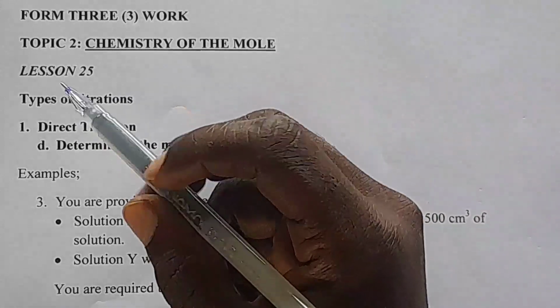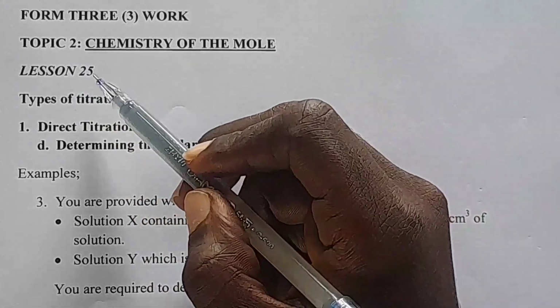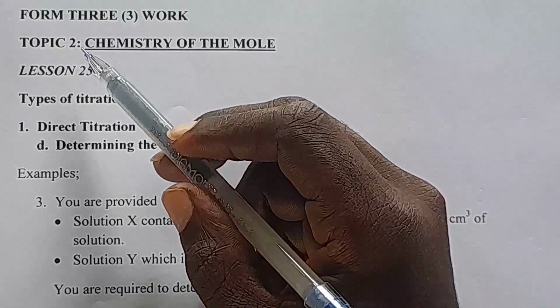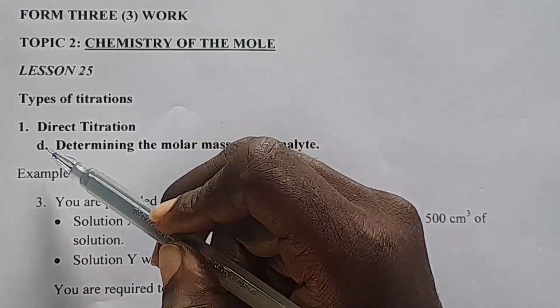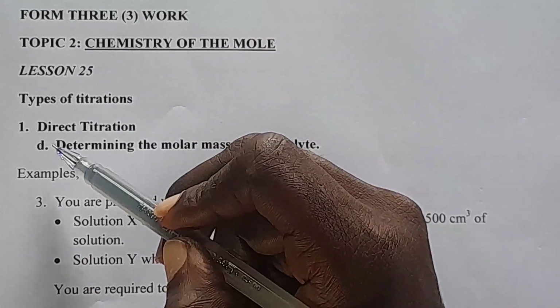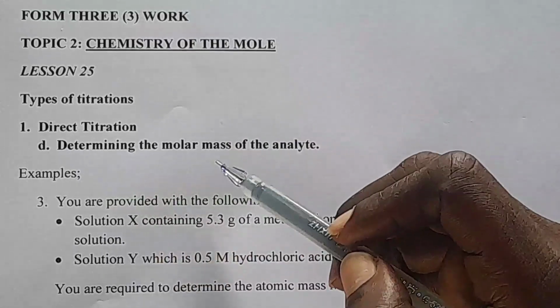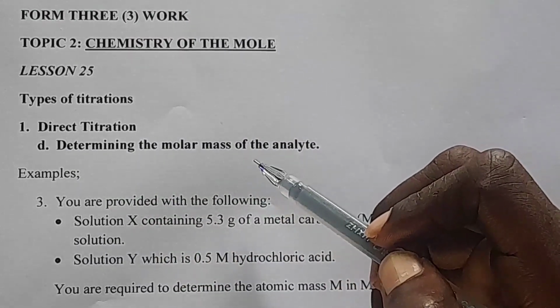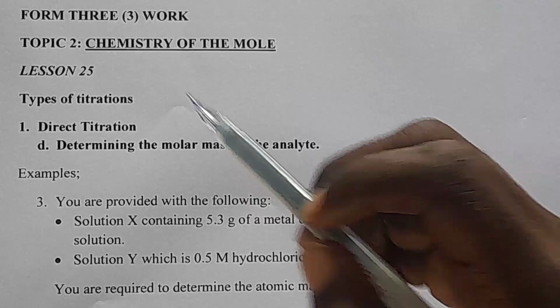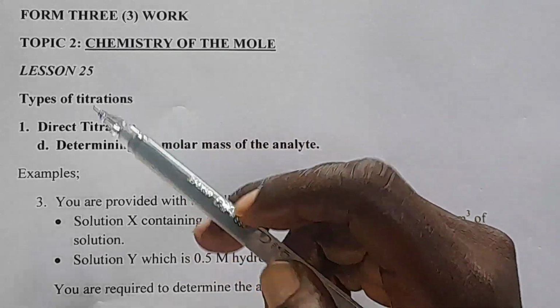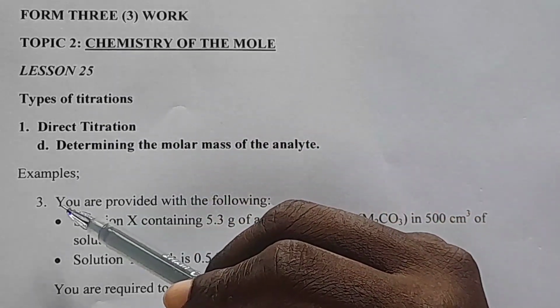Hello students, welcome. Previously, in lesson 24, form 3 topic 2, we were dealing with the fourth aim of direct titration, which is determining the molar mass of the analyte. We have done example 1 and example 2. So in lesson 25 today, we are going to start with example number 3.